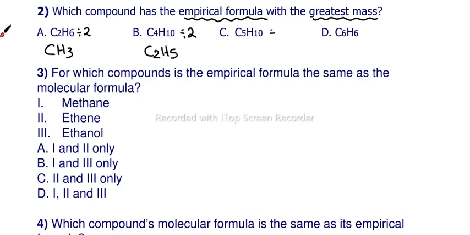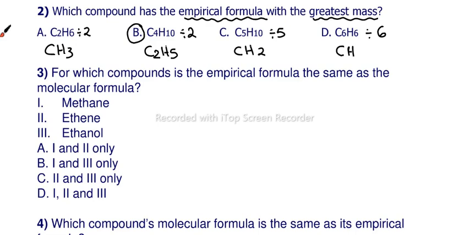For the C, yes, you're going to divide over 5, so it is CH2. Finally, I'm going to divide over 6, so it is CH. Going back to the question, it's asking you about the greatest mass, as if you have 1 mole of this molecule, so it's the greatest molar mass in this situation, and of course, your final answer will be the B answer.